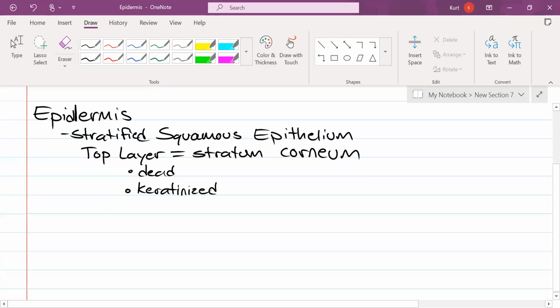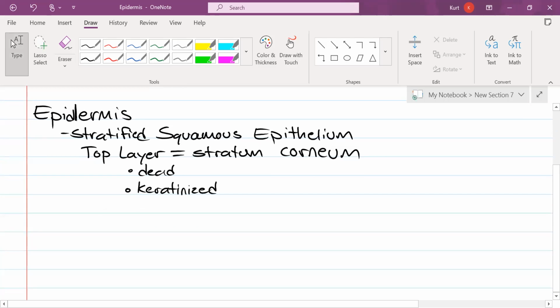Okay, now here's something that you may not recall, but you should know. The cells that make up most of your epidermis, but definitely your stratified squamous epithelium, are going to be squamous cells. Remember those flattened cells? When we did the epithelial tissue, you have squamous, you have cuboidal, you have columnar. These are squamous cells.